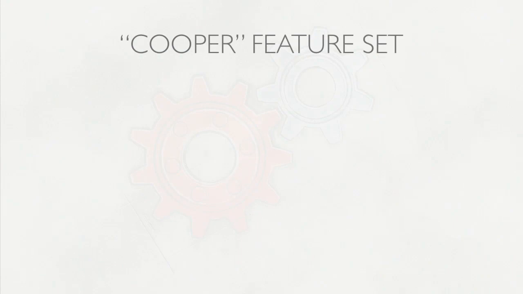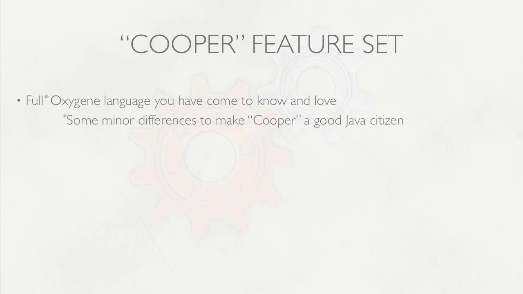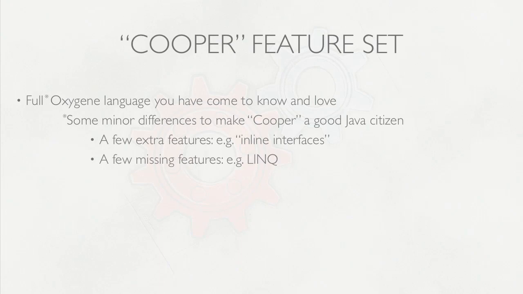Cooper is still in process, but here are the features as they are planned. Full support for the Oxygen language you have come to know and love. Of course, there's still a caveat on that. There are some minor differences to make Cooper a good citizen on the Java platform. This means new language features like inline interfaces, as well as some missing features like Link. Link, while being a language feature, requires the .NET framework to be truly useful.